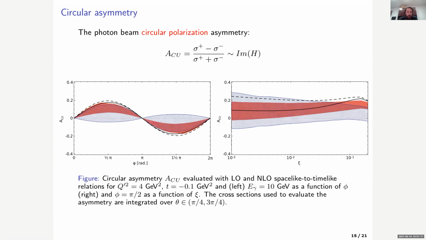And then we have predicted also the circular asymmetry. This is also a very nice and important observable at TCS, because it is proportional to the imaginary part of H. And we again see on the left-hand side the size of this asymmetry at leading and next to leading order at the typical JLab 12 kinematics as a function of phi.